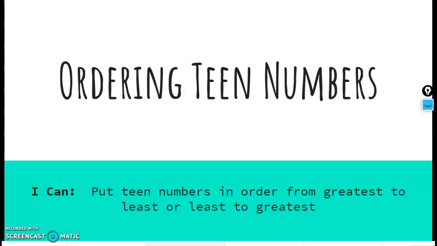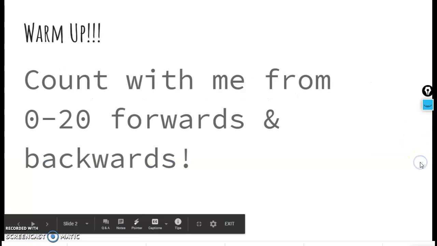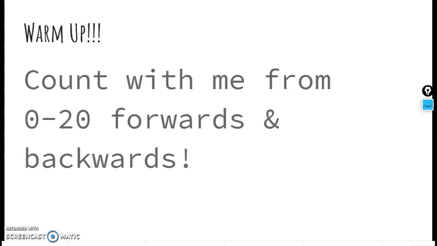So that's our goal here at the bottom, our I can statement. I can put teen numbers in order from greatest to least or least to greatest. Great, let's get started. So first, if you were in class, I always like to start with the warm-up of counting from 0 to 20 forwards and backwards when we're doing this chapter because we're learning all about numbers from 0 to 20. All right, so count with me.